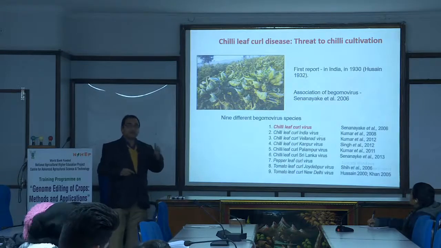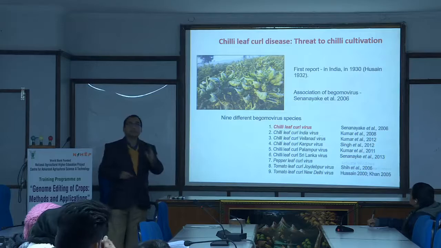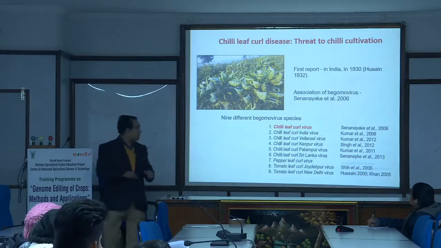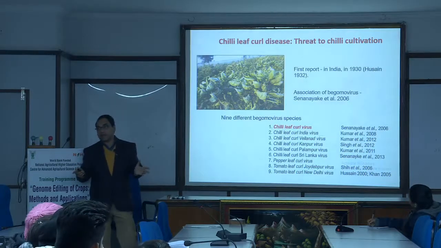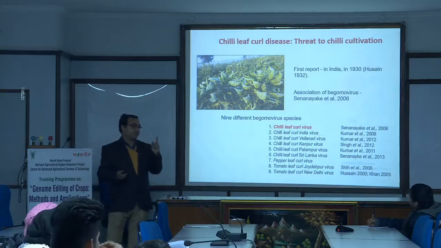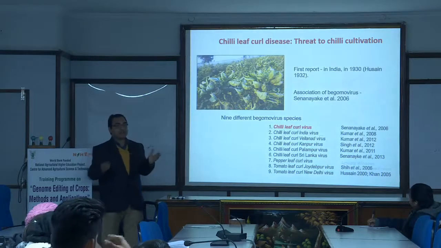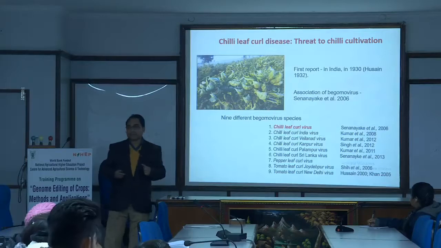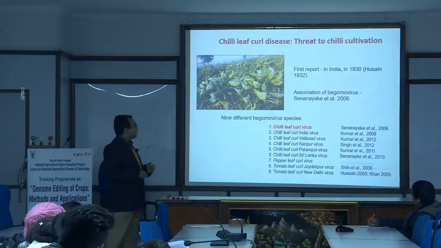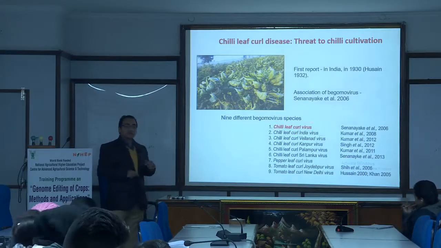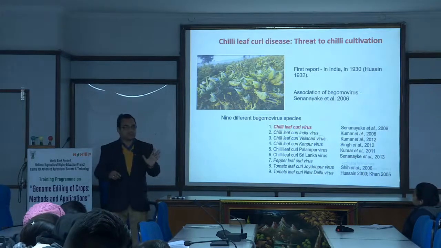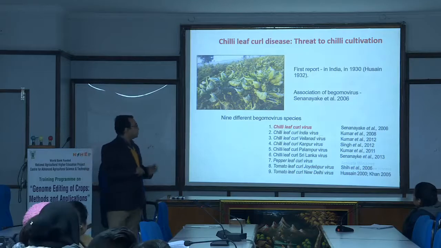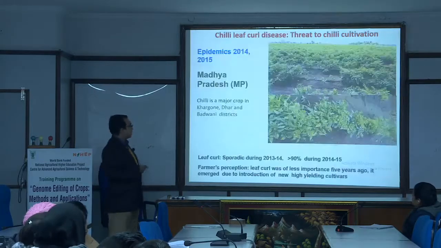And during the course of investigation we observed that it is not only one begomovirus, there are 9 different begomoviruses causing similar symptoms in different locations in India. So, it is not only one virus. It is very difficult, it is challenging to target all the viruses simultaneously. So, we thought that we will first use the chili leaf curl virus, because in almost all places of India this virus is definitely present. Okay. So, we thought that we will target the chili leaf curl virus.